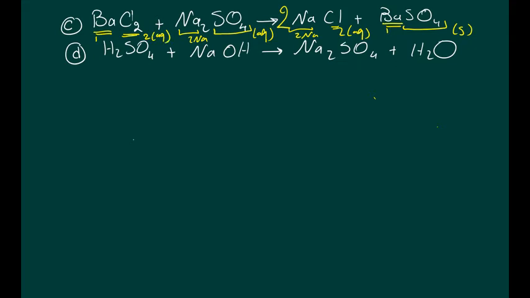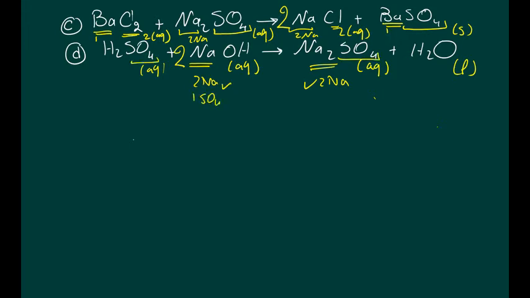Equation 2, H2SO4 plus NaOH gives Na2SO4 plus water. Let's look first at sodium. I have 1 sodium and 2 on that side, so I'm going to write 2 here, making it 2 sodium atoms on either side. Then look at SO4, I have 1 and 1, so we don't have a problem here.